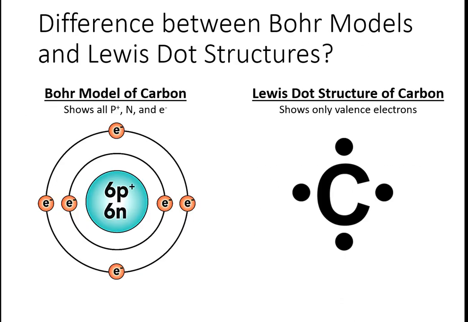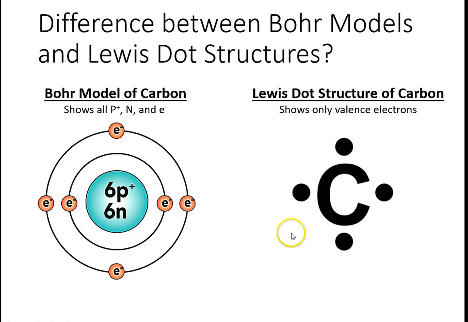One question asked about the difference between Bohr models and Lewis dot structures. And so you can see here, this is a Bohr model of a carbon atom, and you can see that it shows all the protons and neutrons that we find in the nucleus, and it also shows the electrons in every shell of the atom, so it's got not only the valence shell or the outer shell, but it's also got any inner shells that might be present in the Bohr model.